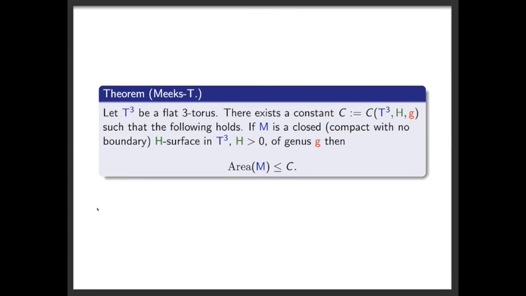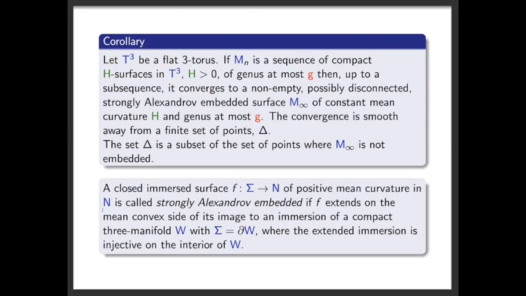Okay, and so I just wanted to point out that what we just proved is not only an area estimate, but actually we proved a compactness theorem for H surfaces in a torus. So let me give you some time to read the definition of strongly Alexandrov embedded.